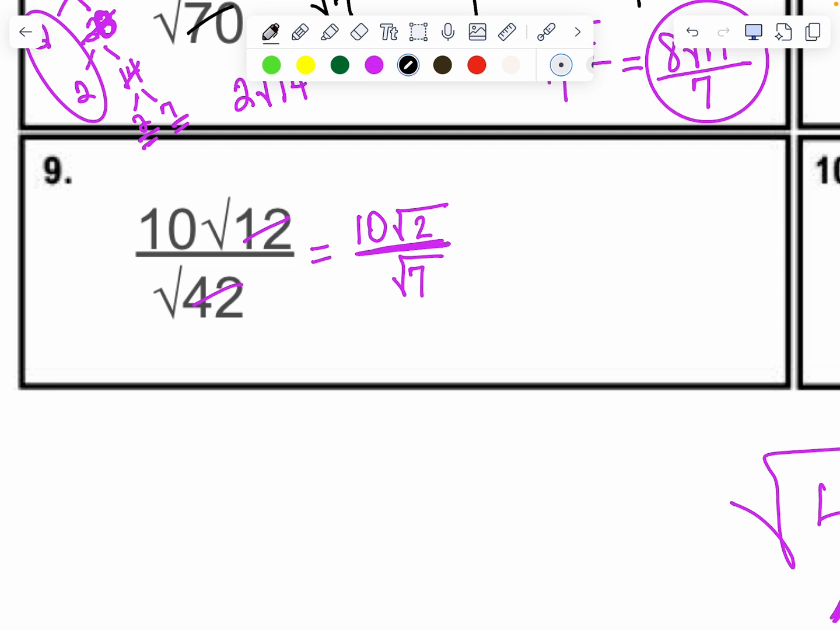Okay, so now I'm rationalizing the denominator. I'm going to pull the caret, drop the root. 7 times 2 is 14, so I have 10 square roots of 14 over 7.